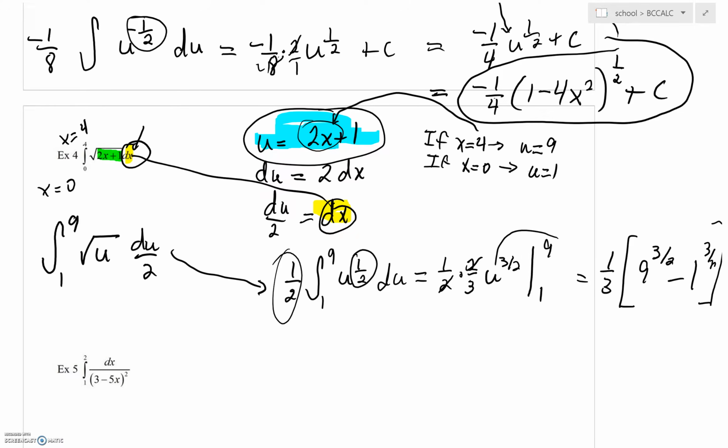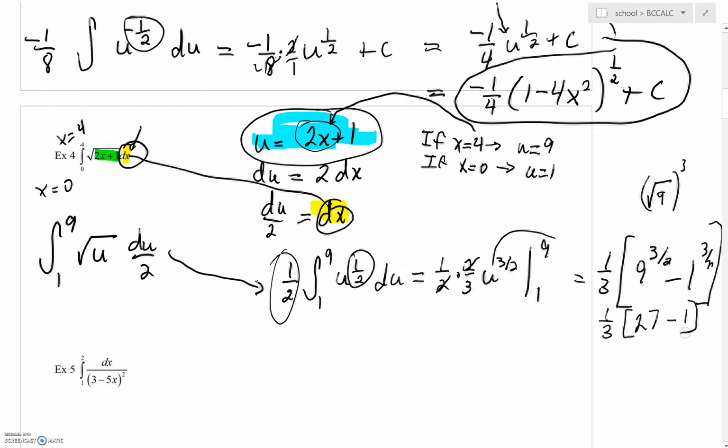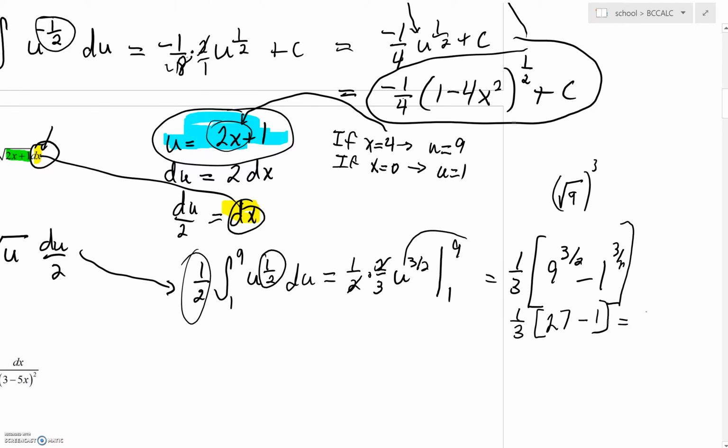Calculus BC, lesson 5.5, finishing up example 4, our last video left off right before we could finish this up. If you look up at the right side of the screen here, we've got 9 to the 3 halves. That half power really indicates we're going to take the square root of 9 and then cube that. So that's 3 to the 3rd power, that's going to be 27. And of course, 1 to any power is just 1 itself. So 27 minus 1 is 26. We'll just have 26 over 3.